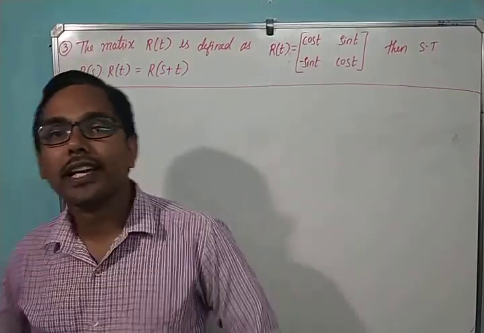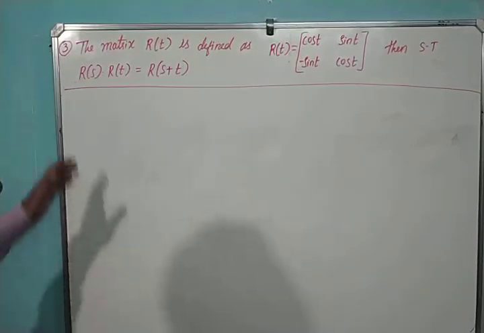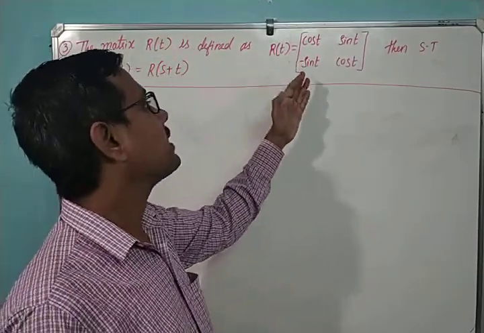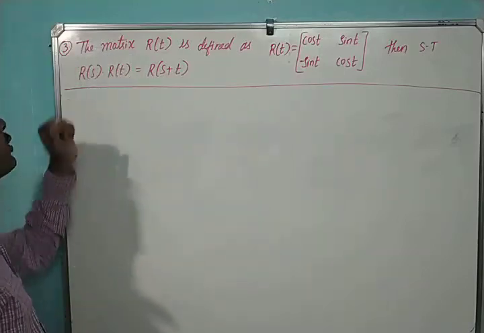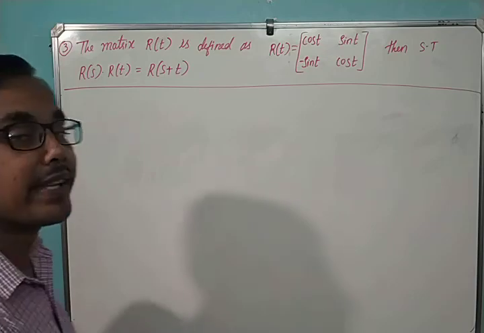Friends, let's move on to the next problem. Here what they have given, the matrix R of t is defined as cos t sin t minus sin t cos t. Then show that R of s into R of t is equal to R of s plus t.